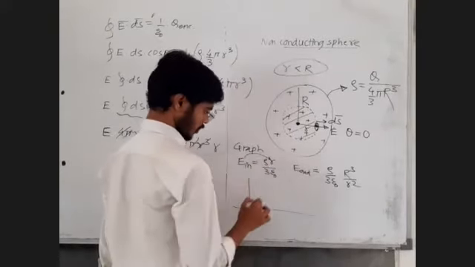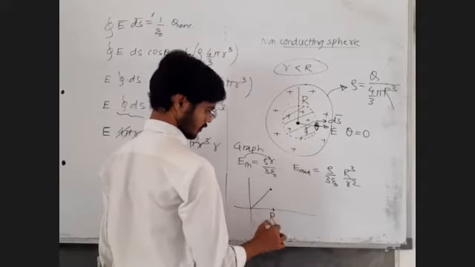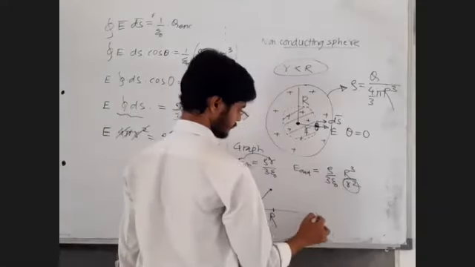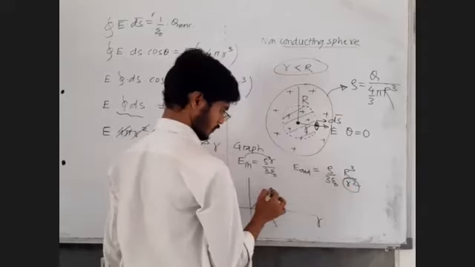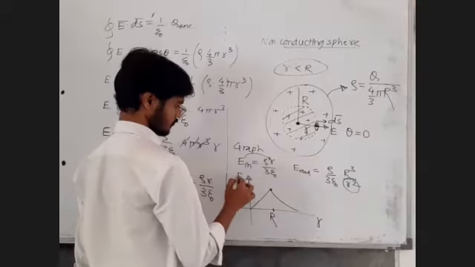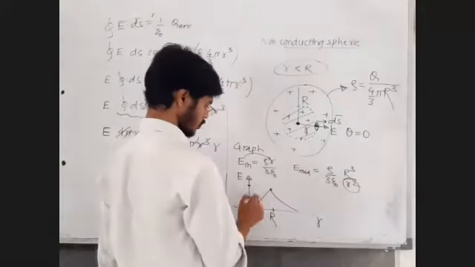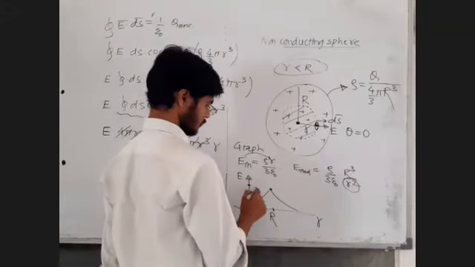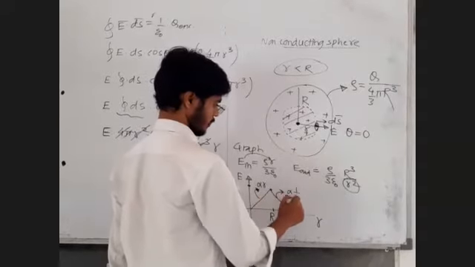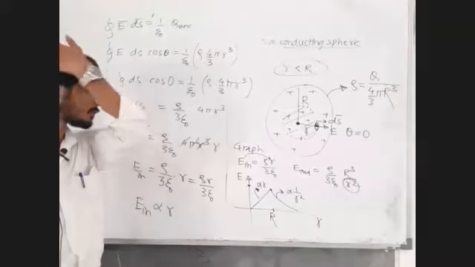Inside it is proportional to r. It will become maximum on the surface. Outside it will go on decreasing with the value of r and is proportional to 1 upon r square. Tell me, yes or no? Is that clear? This is proportional to r and this is proportional to 1 upon r square. Yes, no, everyone? Clear and written?